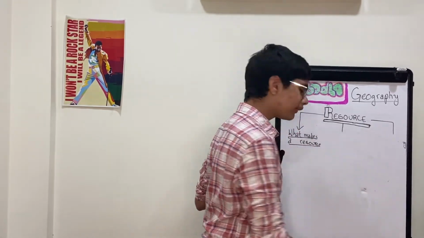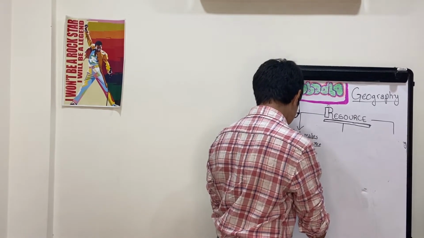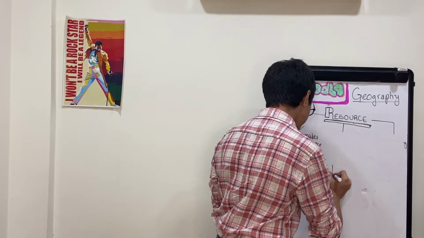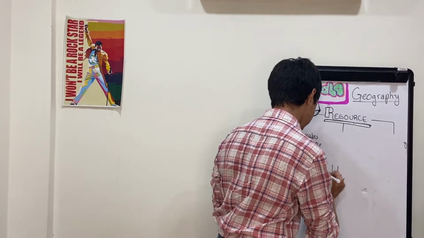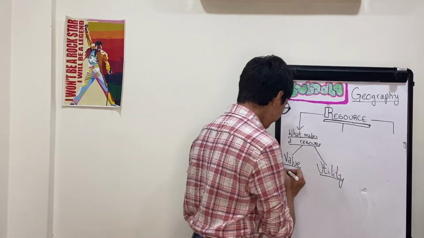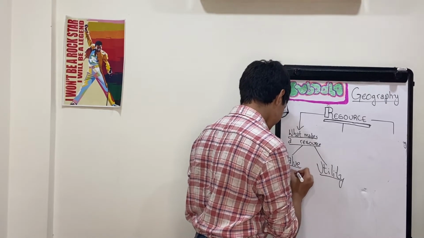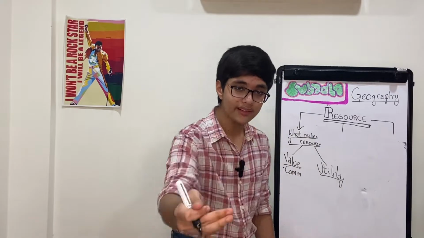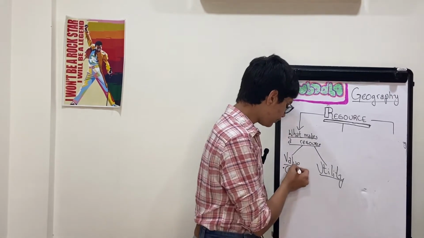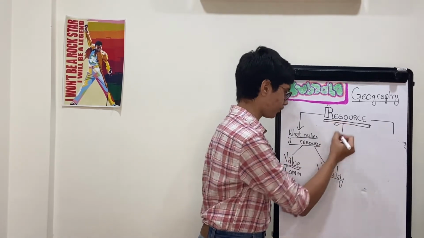So there are two basic concepts which make any substance a resource: value and utility. So let's start off by understanding what value is. When I say value, I mean pure commercial value, something that I can sell in the market and earn money for it. So if I can sell something and make money out of it, then it classifies as a resource.